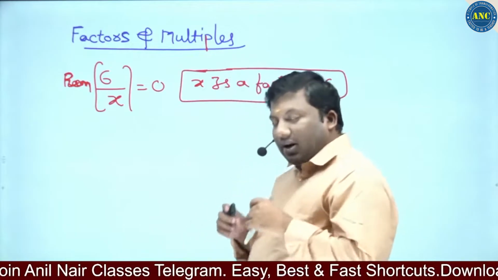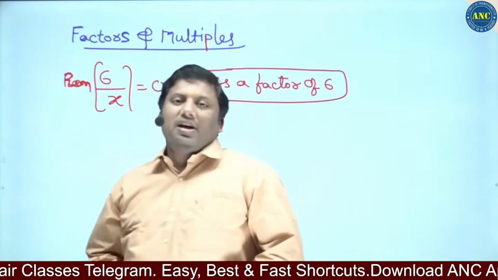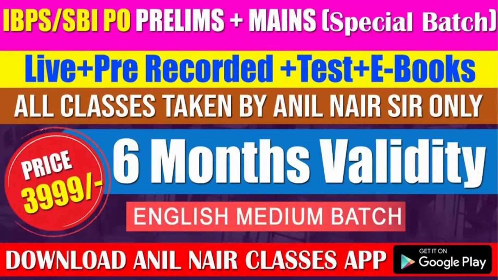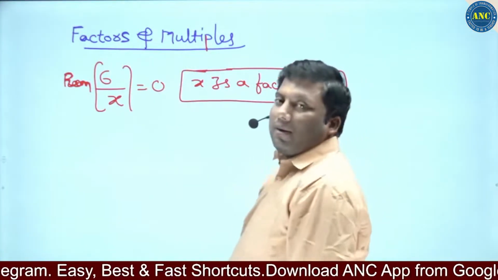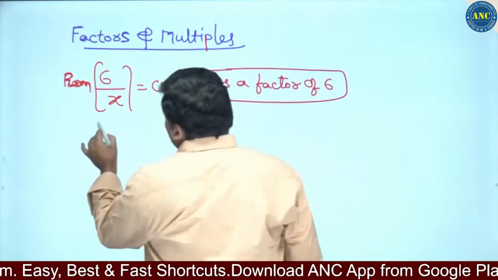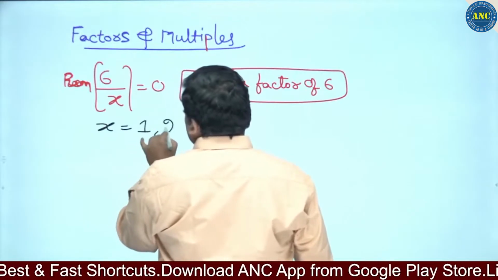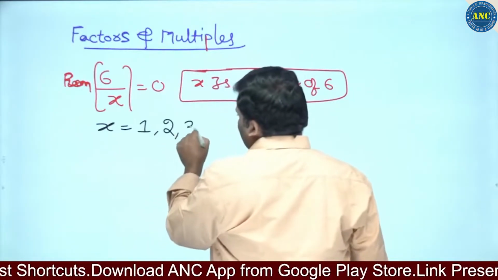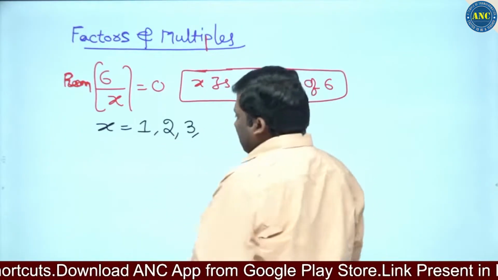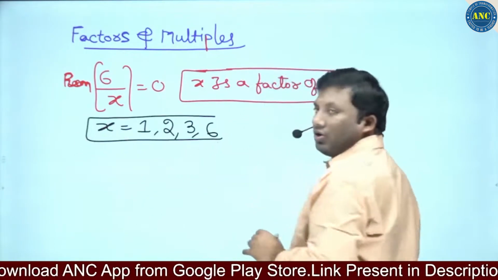Always in our NCERT textbook, factors are always a subset of natural numbers. So take from natural numbers. 6 when divided by which numbers, the remainder will be 0? 6 by 1, 1 6s are 6, so 1 is a factor. 6 is divisible by 2, 6 is 2 into 3. 6 is divisible by 3. 6 is divisible by 6. So 1, 2, 3, 6.